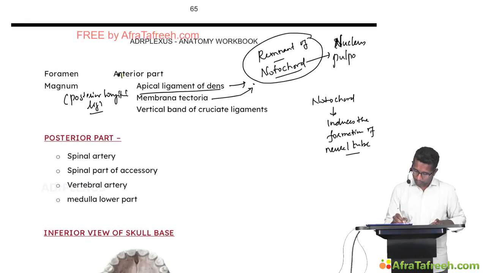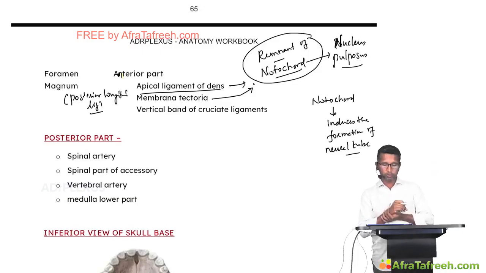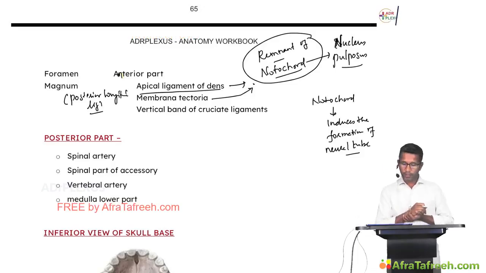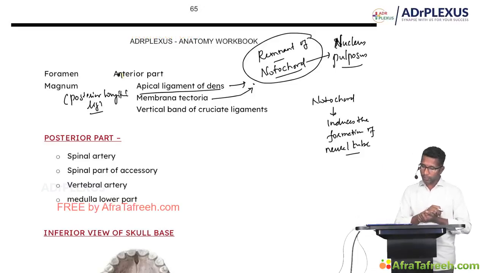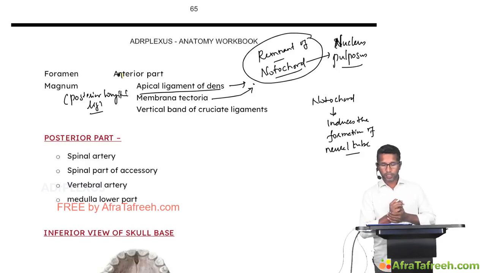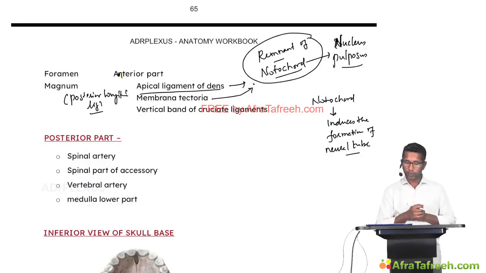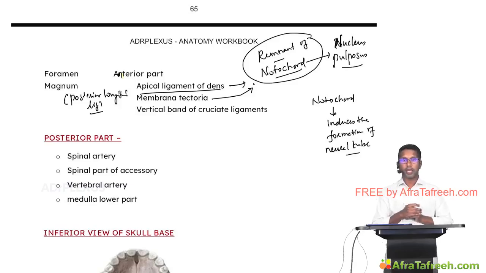Can anybody tell me where nucleus pulposus is seen? In which part of our body is nucleus pulposus seen? It has got an important pathology related to it. Yes guys, nucleus pulposus is seen in the intervertebral disc area.